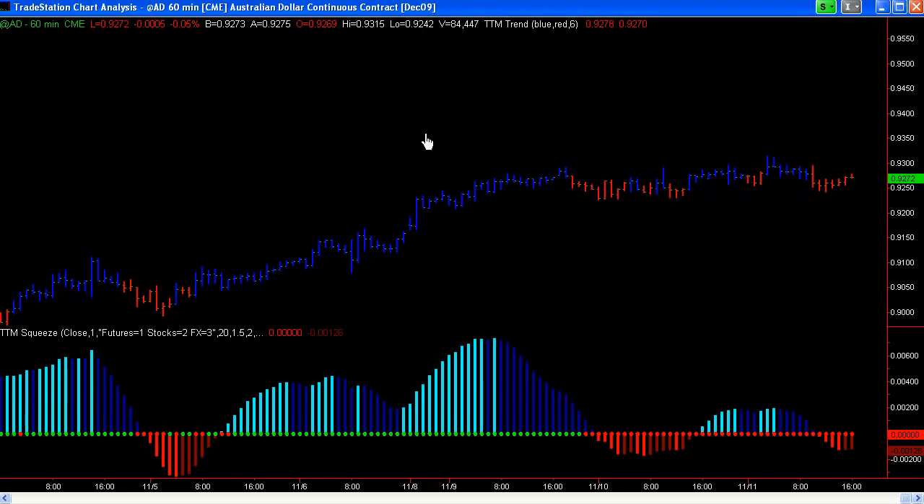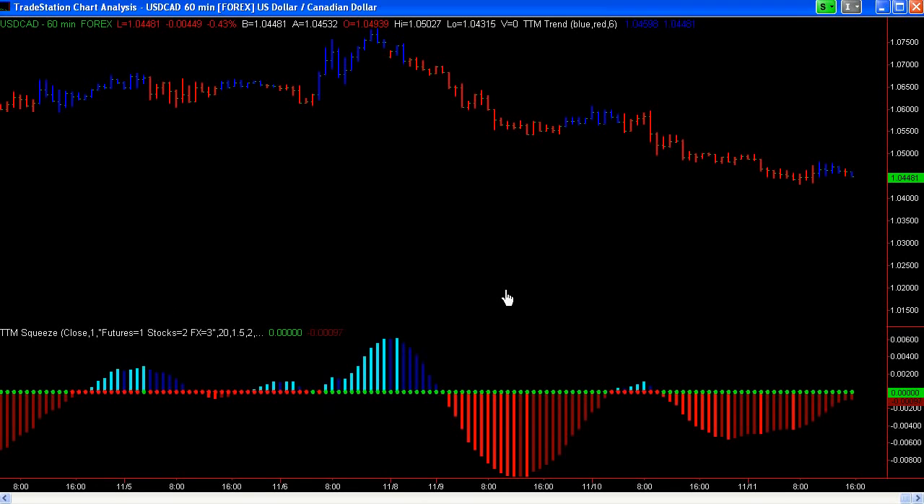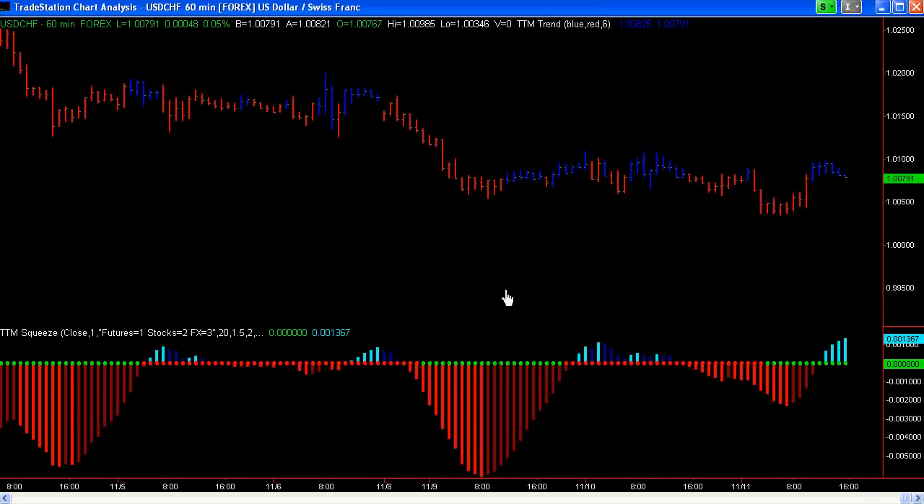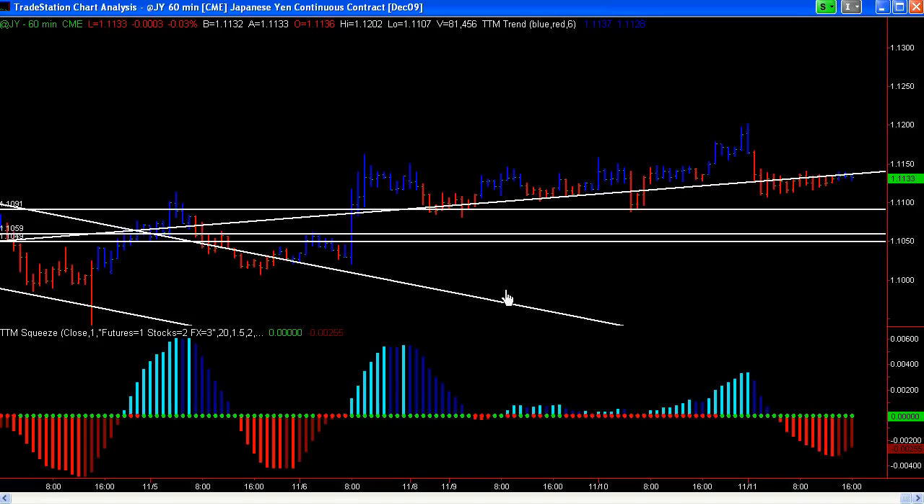I like that one. Let's look at Kiwi in the cash market. Same thing here. You do have a squeeze setting up. You can do the exact same thing we just talked about: sell stop at the lows, buy stop at the highs, and you've got yourself a box of chocolates. Let's look at CAD on cash. No squeeze there. Let's look at Swissy on cash. No squeeze there. And let's look at yen on cash. Nothing there. I actually like to look at the futures too, just to see, and nothing there. I've got a lot of lines there, but no setup.